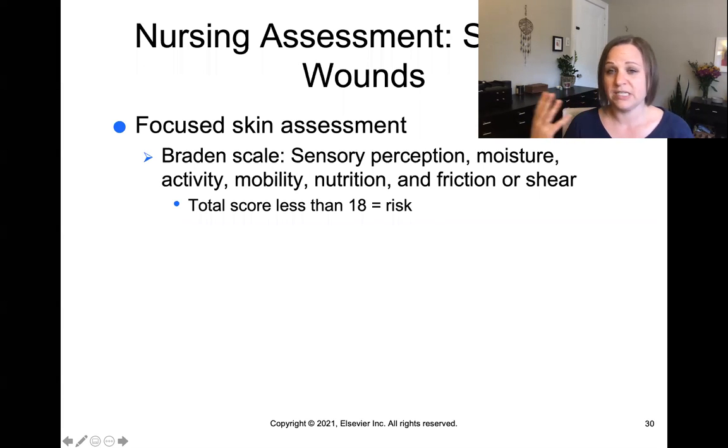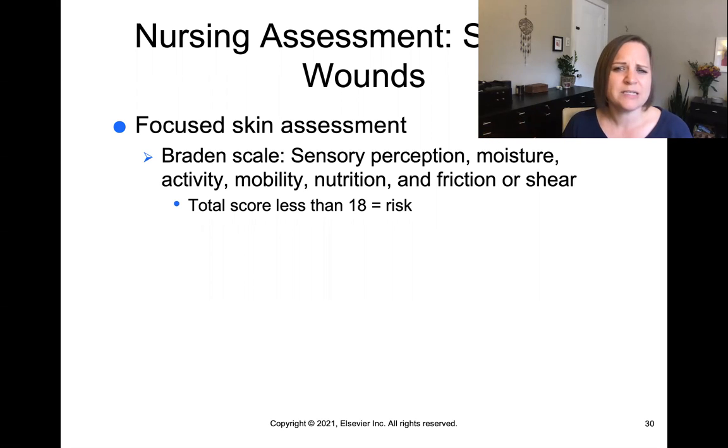So not only do we need to be really good at preventing any pressure ulcers or pressure injuries from happening, but we need to be aware of who is at risk for these types of injuries. And one of the ways we do that is doing a skin and wound assessment, a focused assessment to identify patients' risk factors for impaired tissue integrity.